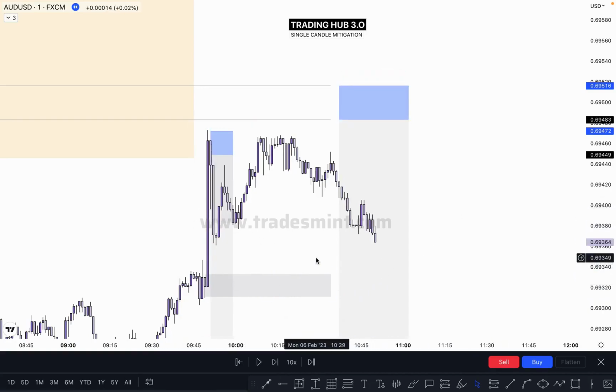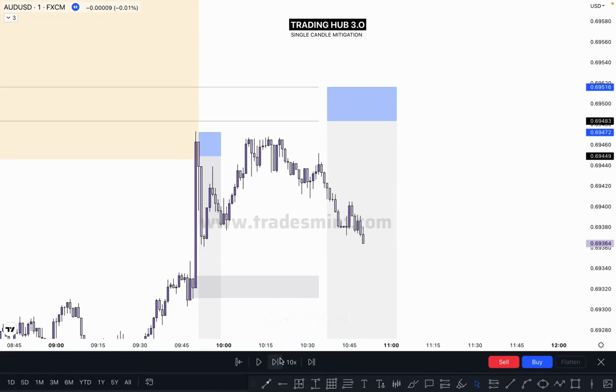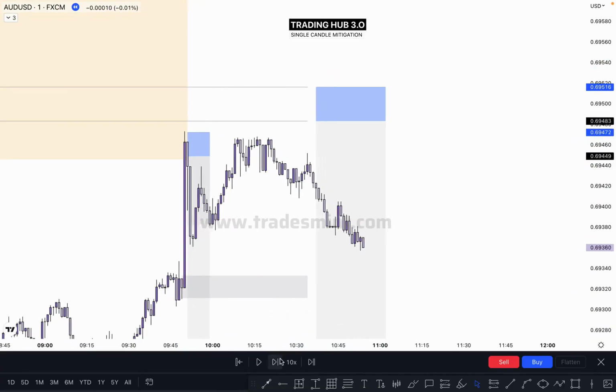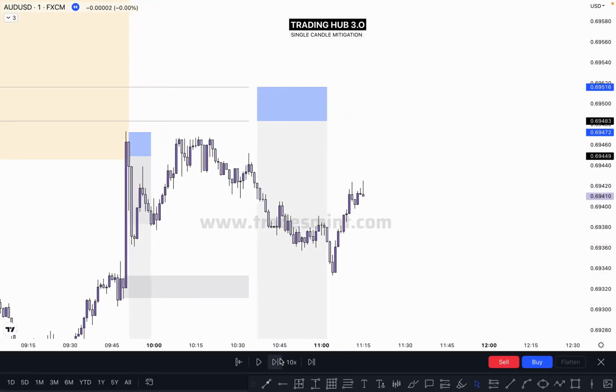There is no inducement in this case, and market already hit your supply zone in a 15-minute time frame, correct? So this is not a valid buy here, right? You have to think in sell side probability, correct? Okay, so let's see what happened next after this one.